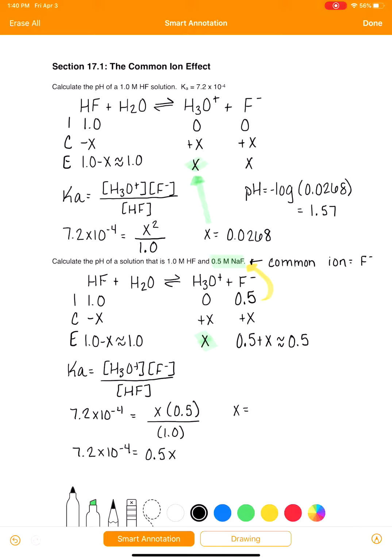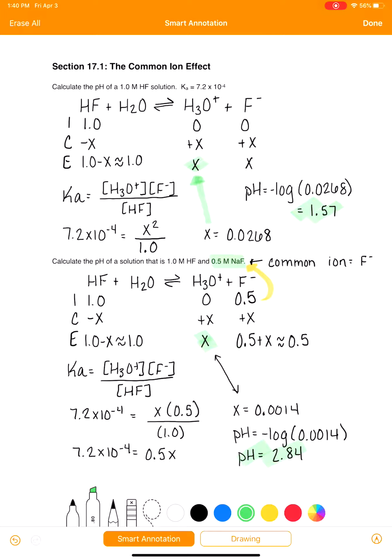X is 0.0014. The pH is the negative log of 0.0014. Again, that's because the pH is the negative log of H3O plus, and we just calculated the concentration of H3O plus. And the pH of this solution is 2.84. So the pH has gone up from the original solution.